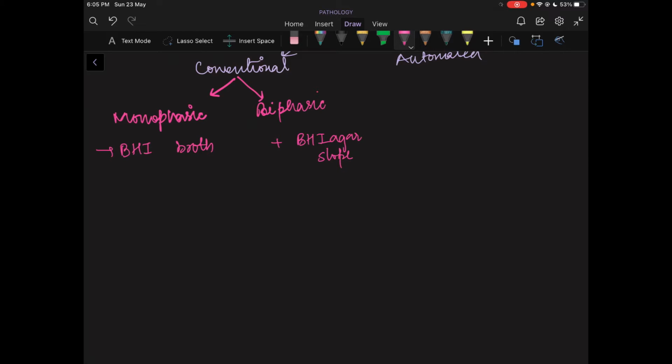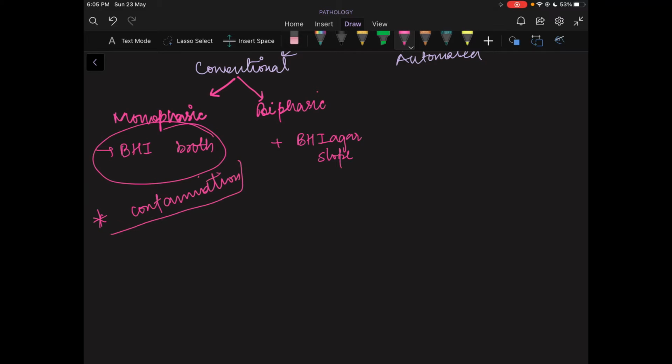So advantages, you already know: they will help to recover the bacteria from blood, which is usually very difficult. But there are also disadvantages. For monophasic, you have BHI broth. So for subcultures into blood agar or MacConkey agar, every time you open the cap of the bottle, there will be a high risk of contamination, right?